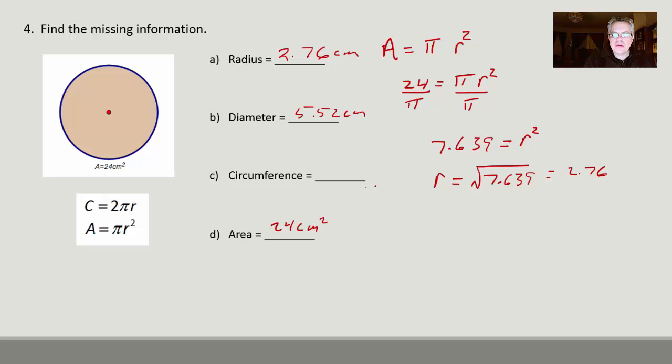Then, to get circumference, right here, we have C is 2 pi r, which is 2 pi times 2.76. And if you just do that all in your calculator, you get 17.34 centimeters. Awesome. Okay, so I think you guys are not going to have a problem with this, finding the radius given the area. Let's do one more example like that, and we'll be done.